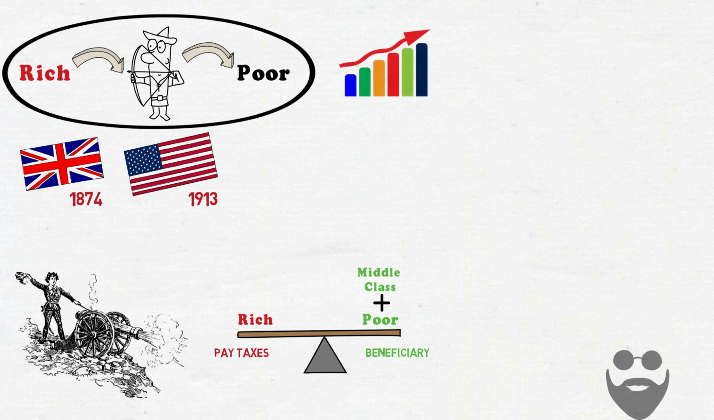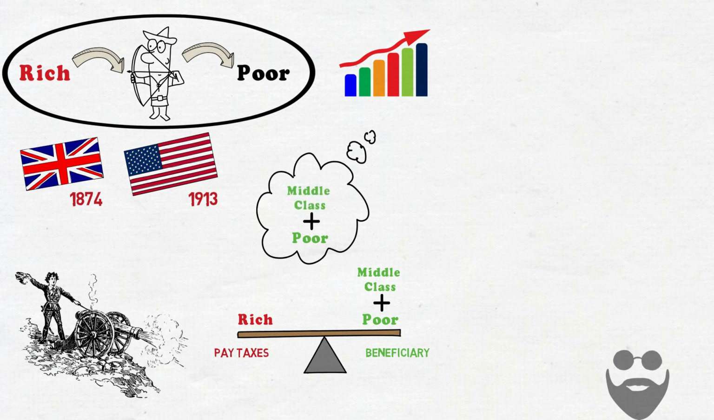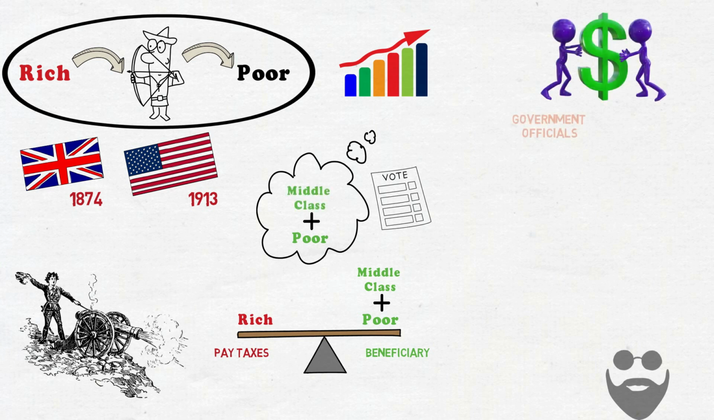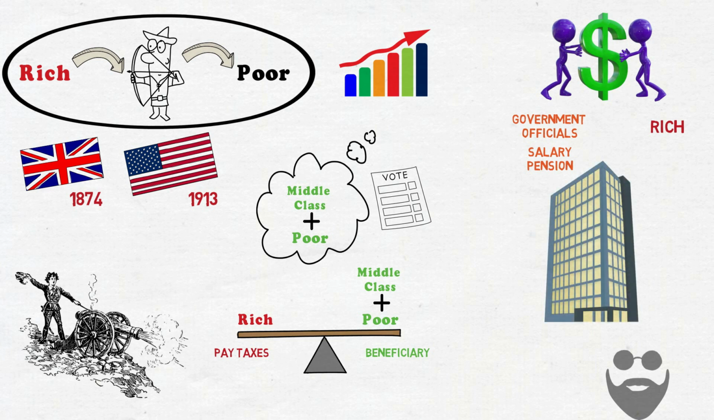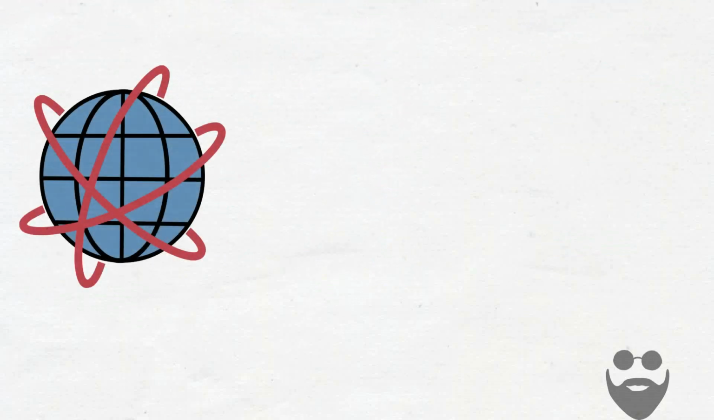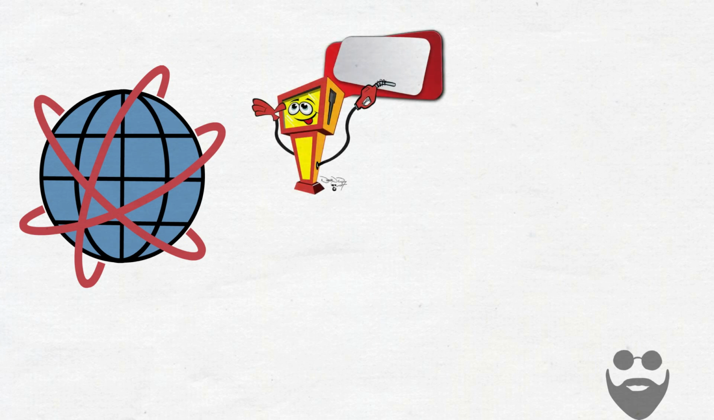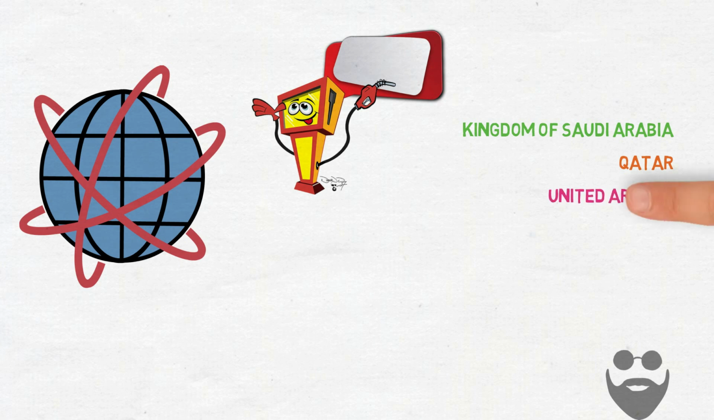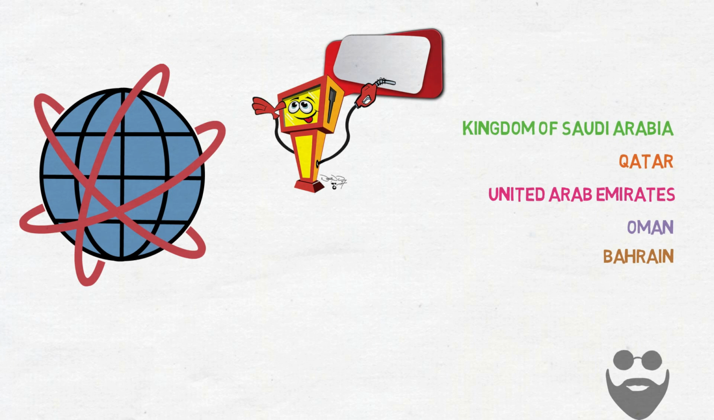The appetite of governments increased exponentially with time, so they taxed the poor and the middle class as well. These were the very people who voted for the tax regime. Consequently, the ultimate beneficiaries of this tax system were the government functionaries and the rich. Government officials received salaries and pensions from the tax money, while the corporations of the rich received heavy money from the government contracts. Income tax is levied in all countries around the globe except a few oil-rich countries. These countries include the Kingdom of Saudi Arabia, Qatar, United Arab Emirates, Oman, and Bahrain.